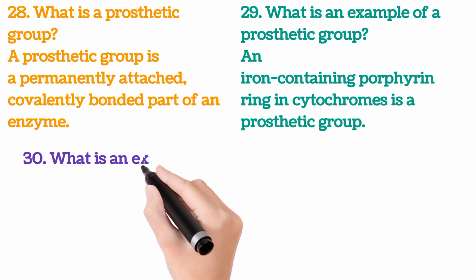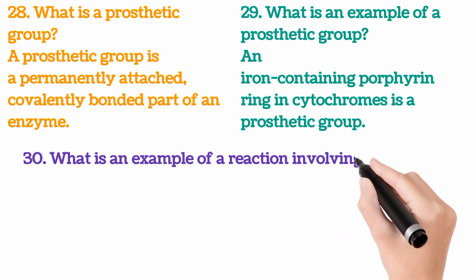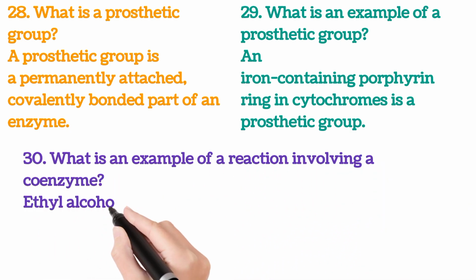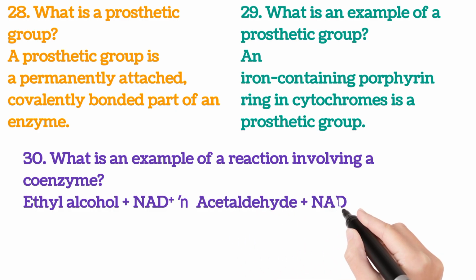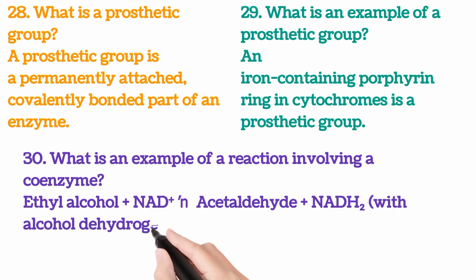30. What is an example of a reaction involving a coenzyme? Ethyl alcohol plus NAD gives acetaldehyde plus NADH2, with alcohol dehydrogenase.